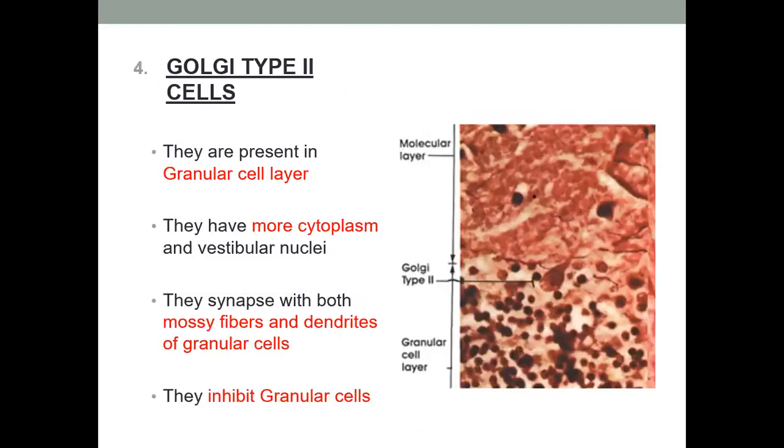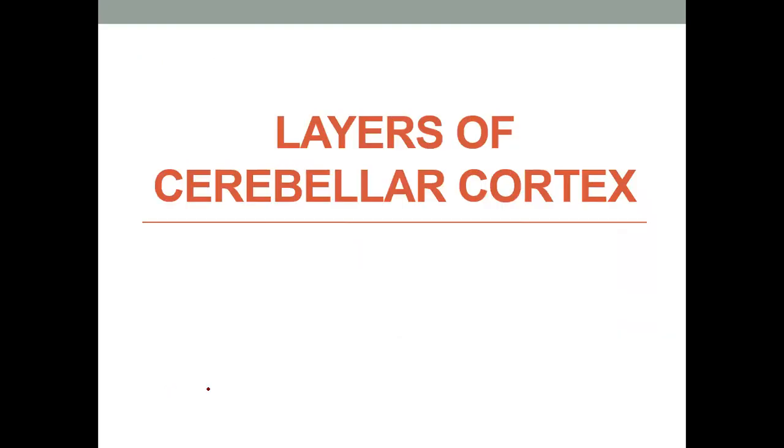Then we have Golgi type 2 cells, which are again majorly present in the granular layer, but can also be present somewhere in the molecular layer. They have more cytoplasm. They synapse with both mossy fibers and the dendrites of the granular cell. So they inhibit the granular cell exactly like the basket cells inhibit the Purkinje cells. So this was all about the cellular component of the cerebellum.